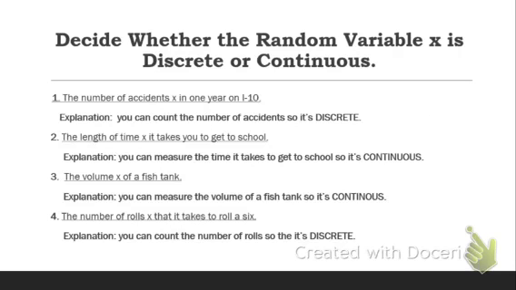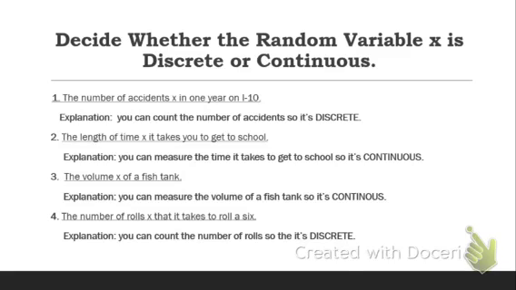Now let's decide whether the random variable x is discrete or continuous. Below you will see 4 examples. So let's start off with example number 1. The number of accidents, x, random variable, in 1 year on I-10. Since you can count the number of accidents, the random variable is discrete.